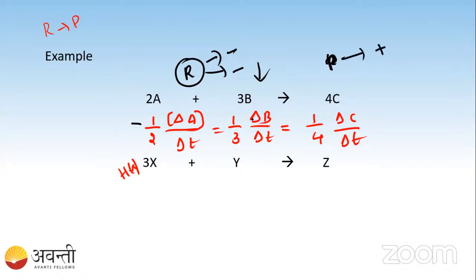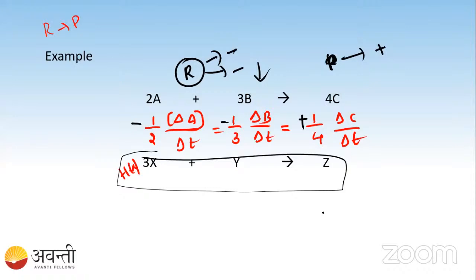So here it will be minus 1 by 2, minus 1 by 3, and this will be plus 1 by 4. So try to write down the same kind of rate of reaction for this one. But for this one, along with the rate of reaction, try to write down rate of appearance as well as rate of disappearance formulas. Let us see how you will write it.